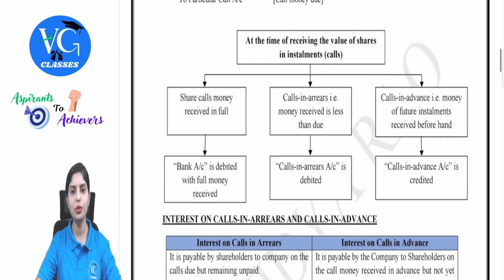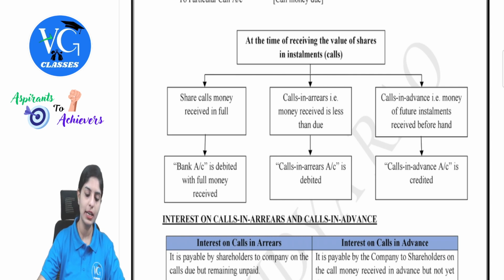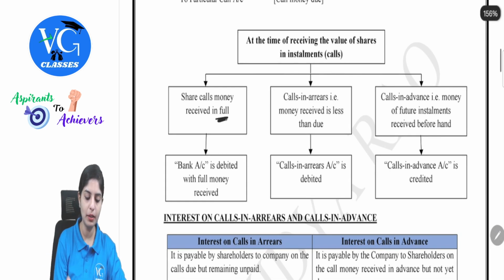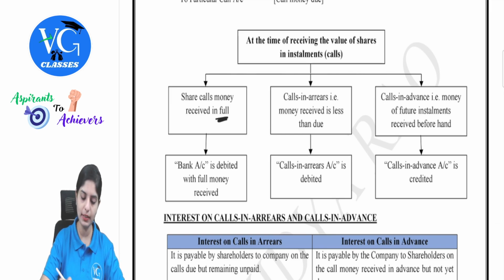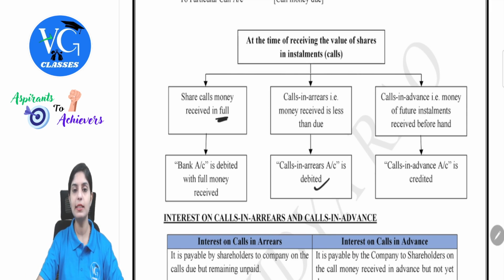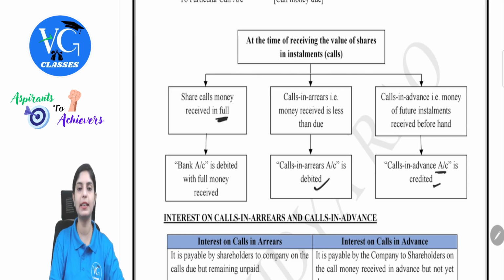So this is just an overview of calls in arrears and advance. See, at the time of receiving the value of shares in installments, meaning calls, if share call money is received in full, bank account is debited with the full money received. So nothing is outstanding. Therefore, bank account will be debited. Calls in arrears, that is money received is less than due, so calls in arrears account will be debited. Calls in advance, money of the future is received beforehand while you actually collect the money. This will be calls in advance credited because it is as good as income received in advance.